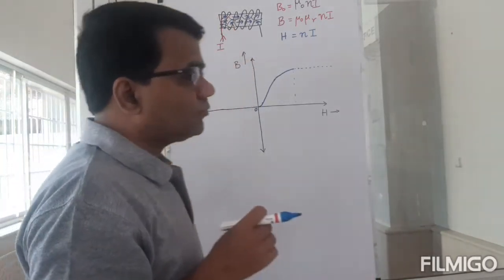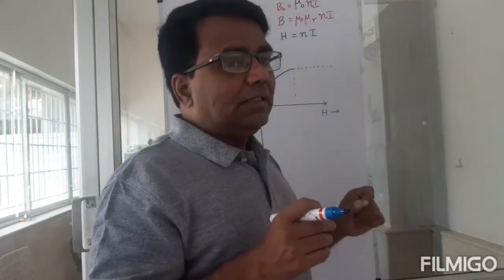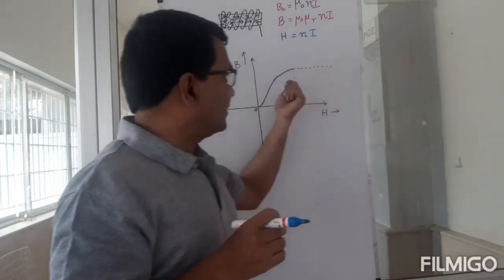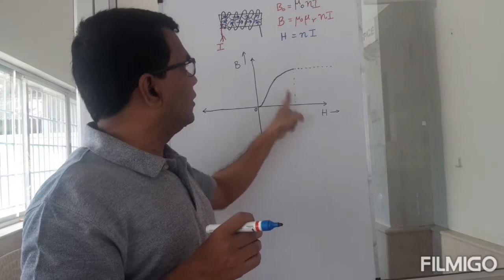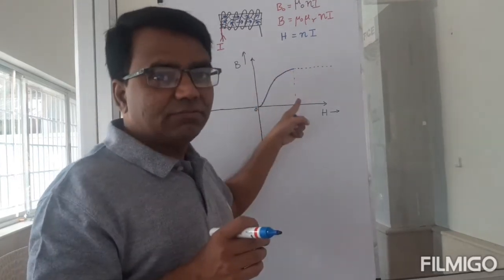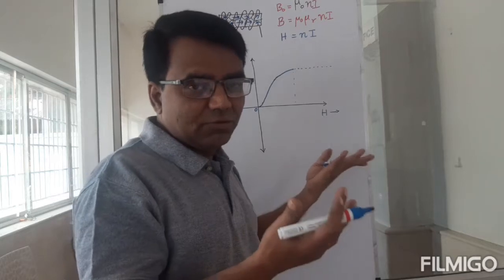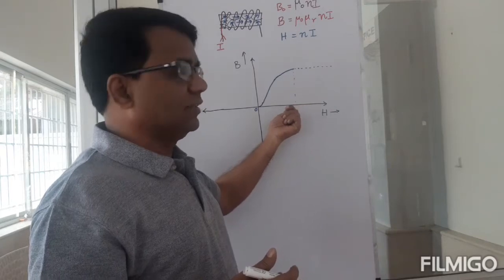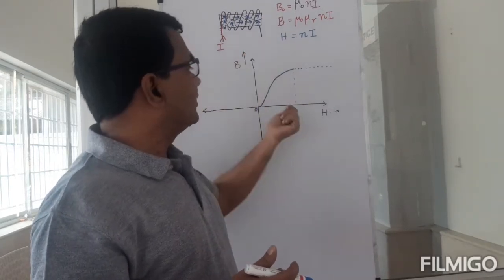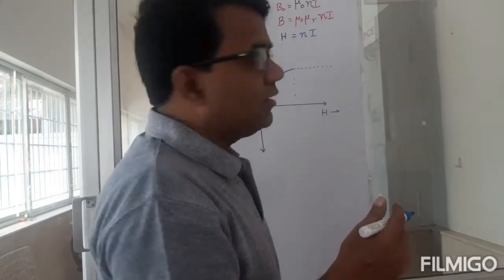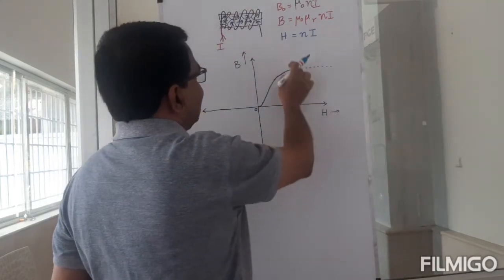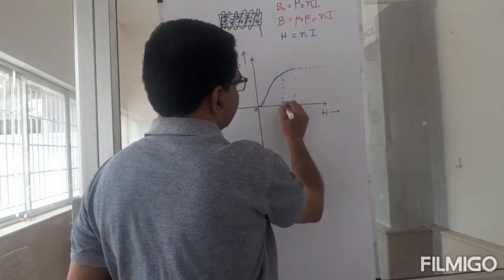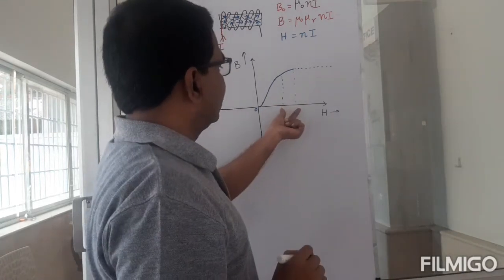Okay. Now, from here I'm going to reduce. I've reached a certain value of I where I've reached the saturation. Beyond this, I can't have any more magnetism. Now I'm going to reduce the field. I'm going to reduce the current. If I reduce the current, then what happens is that, suppose I reduce the current to this. Okay. From here, I reduce the current to this value.